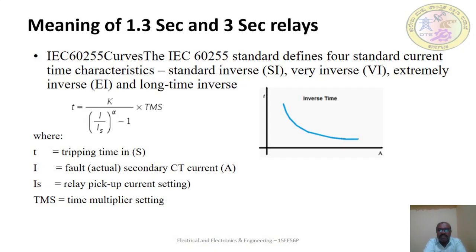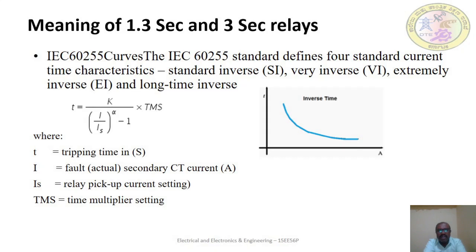It gives the inverse time characteristics to lower fault current values and definite time characteristics for higher values. These inverse characteristics are obtained by using the plug setting multiplier and time setting multiplier. The IEC standard 60255 curves give four different types of characteristics: one is standard inverse, one is very inverse, one is extremely inverse, and one is long time inverse.